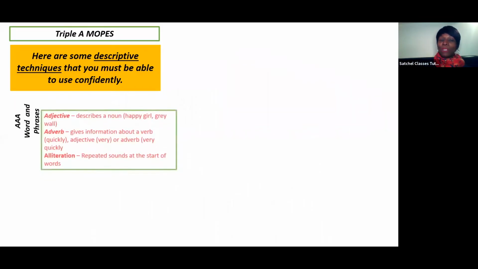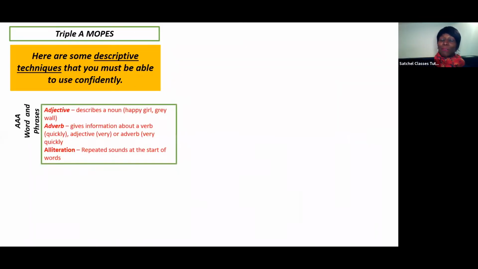So the first one would be triple A. That would stand for adjective, adverb, and alliteration. Adjectives describe nouns, adverbs describe verbs, and alliteration repeats the same sound at the beginning. So triple A really energizes your description.